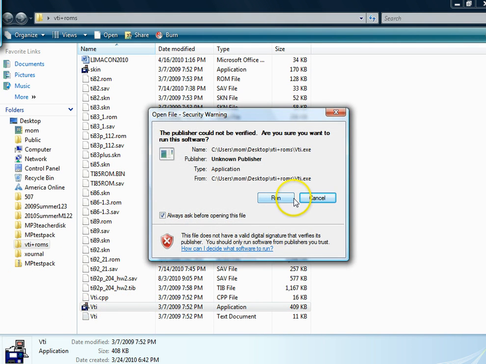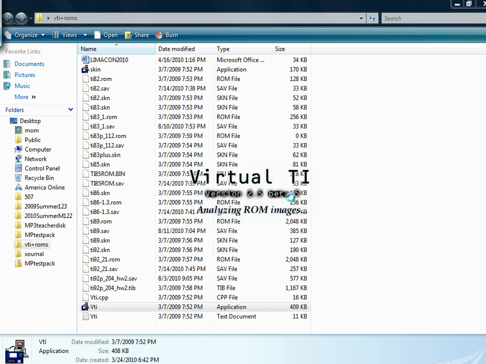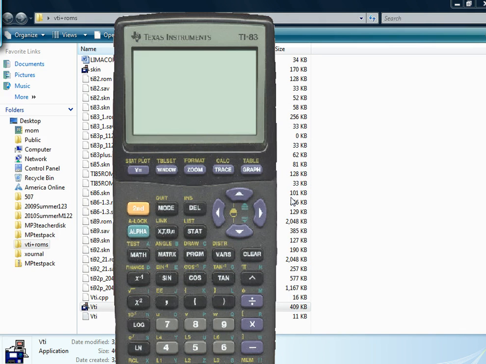VTI is a free program that someone wrote. It's a Z80 microprocessor emulator. The old TI graphing calculators had a Z80 chip in them, so they created this thing called virtual TI. You can Google it and download it for free. It's VTI for short. What you do is hook up your calculator. You have to own the calculator, otherwise you'll be breaking copyright rules.